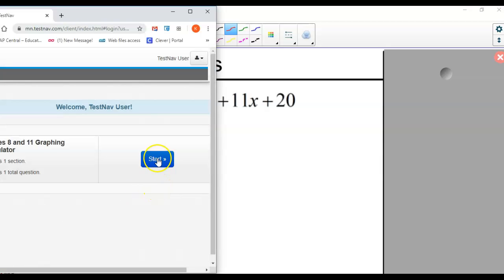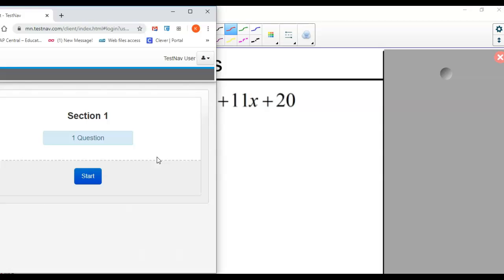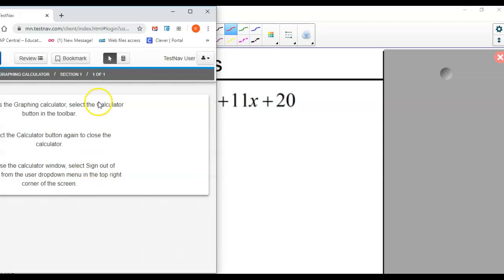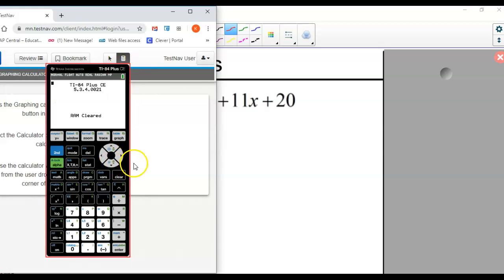We hit start. We hit start again. And we see the graphing calculator right here, so we click on that. We now go to y equals. And now we need to type in our function.